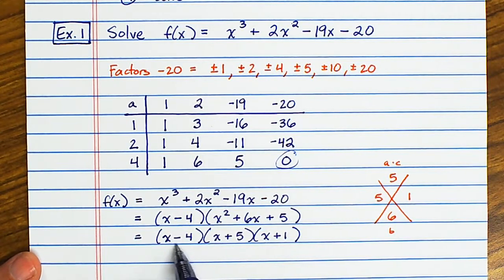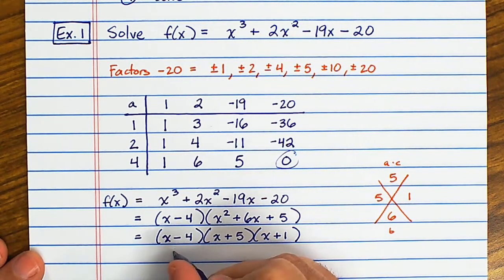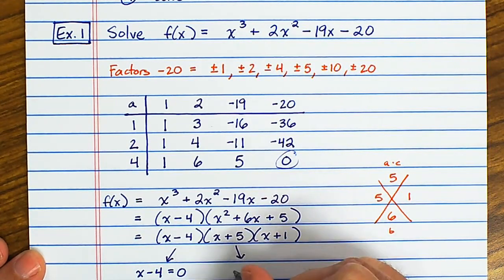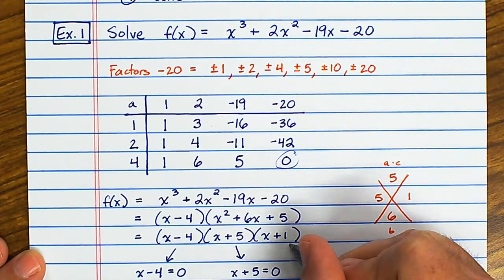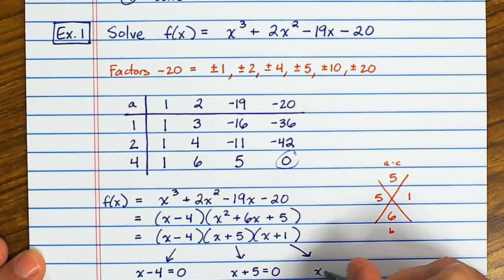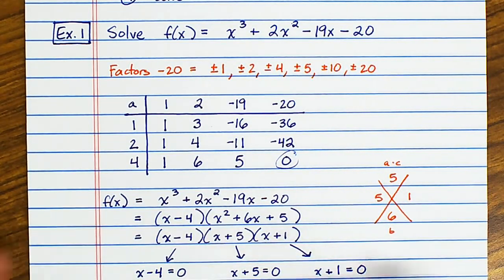So what do I do to these 3 binomials now to solve? Equal to 0. Very good. So x minus 4 equals 0. X plus 5 equals 0. X plus 1 equals 0.